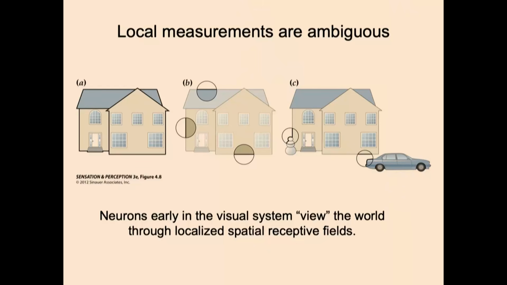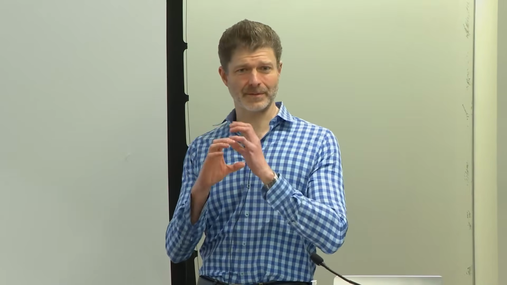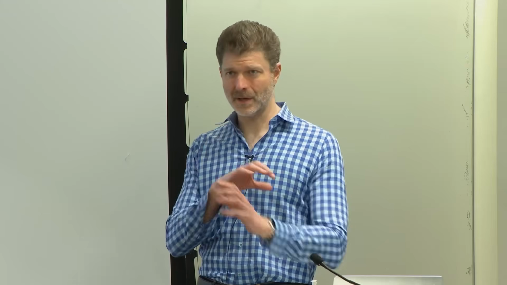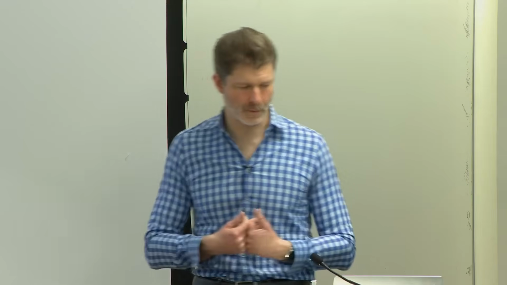One key idea that we talked about last time is that local measurements are ambiguous. This is important because we think of the early visual system as making local measurements. Neurons typically have associated receptive fields. These are small regions of visual space to which the neuron responds. These might be a fraction of a degree. So it's like every neuron is looking at this tiny little portion of the world.